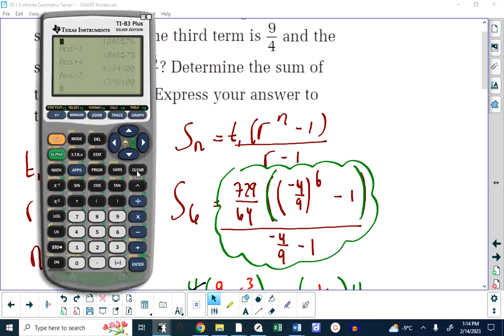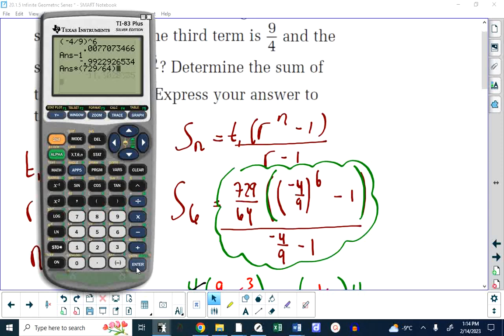Anyway, I'm going to show you how I would do this, even if I did it with a scientific calculator. I would go in brackets, negative 4 divided by 9, in brackets raised to the 6, and I would go equals. Then I would subtract 1, and I would go equals. I would multiply by, now the brackets around the 729 over 64 are not necessary, but I'm going to put them anyway. Okay.